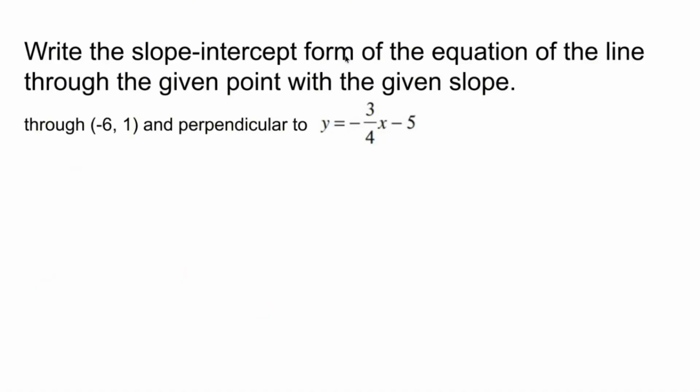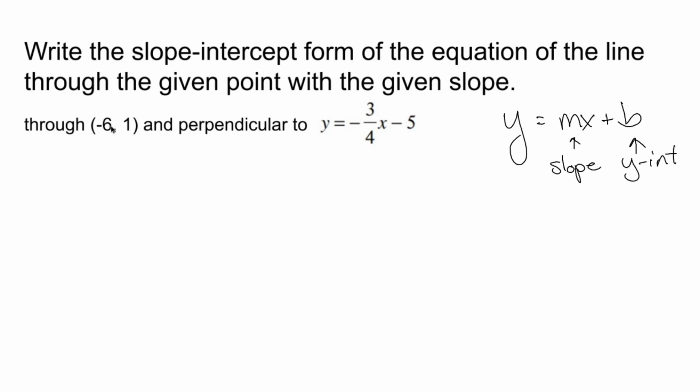Write the slope-intercept form of the equation of the line through the given point with the given slope. So first things first, slope-intercept form looks like y equals mx plus b. When y is all by itself, the number attached to x is my slope, and the number floating around is my y-intercept. Now let's see what I have.